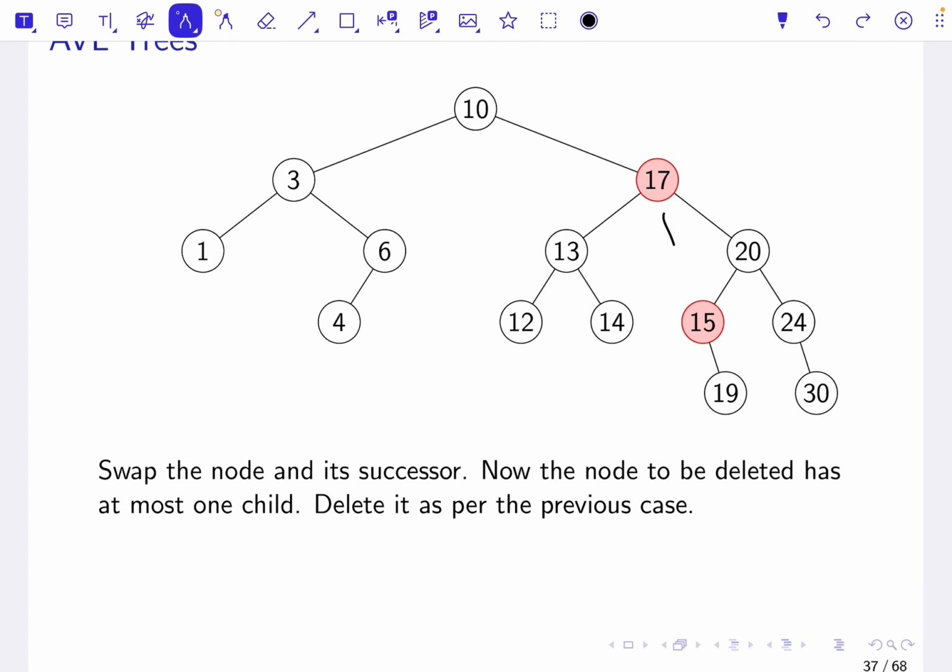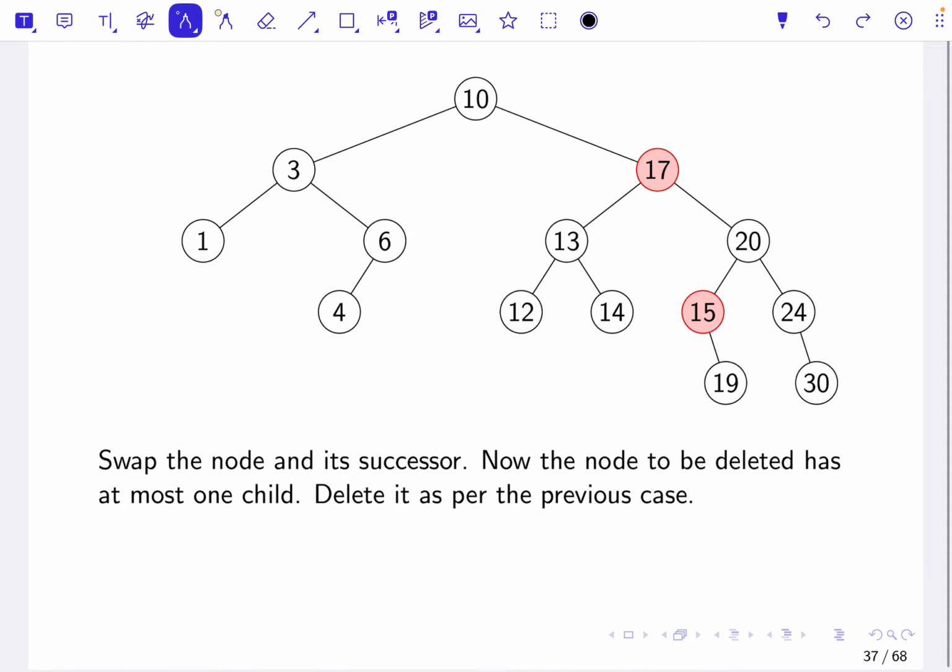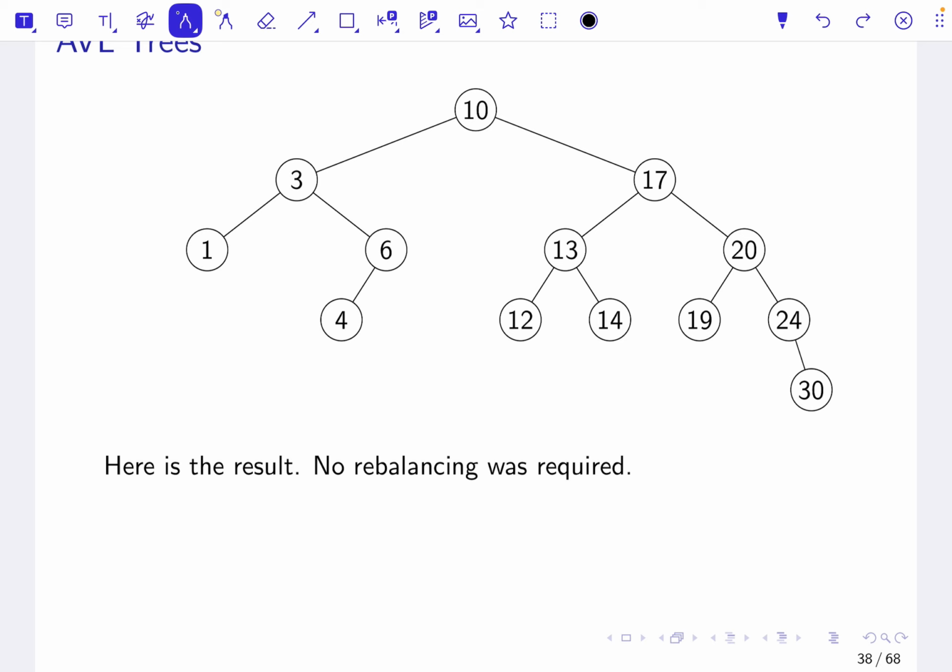So we swapped them, and now we delete it. We're going to move 19 upwards to replace the node we just deleted, and then go up the tree, ignoring this. Don't read that. Don't read it yet. We're going to go up the tree and check whether each node on the path from the node we just deleted to the root is still balanced.